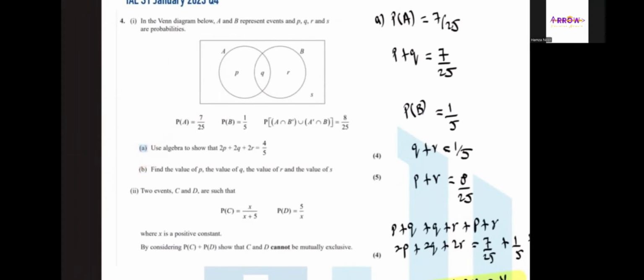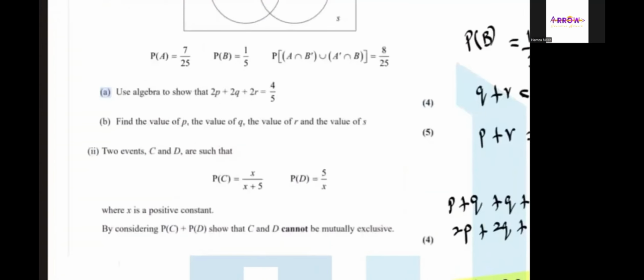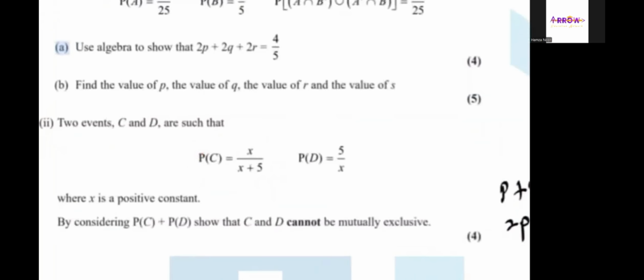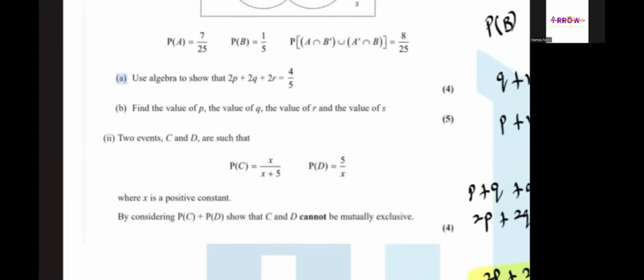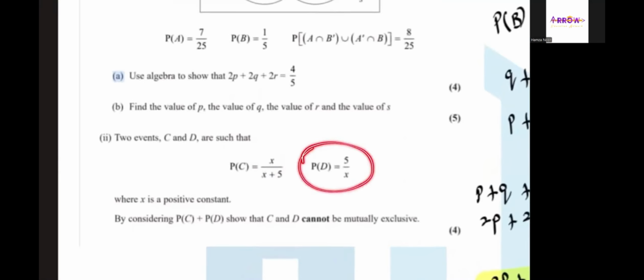So in part 2, it says that two events C and D are such that the probability of event C is x upon x plus 5, and the probability of D is 5 upon x. C is x upon x plus 5 and D is 5 upon x, where x is a positive constant. So by considering the probability of C plus probability of D, show that C and D cannot be mutually exclusive.